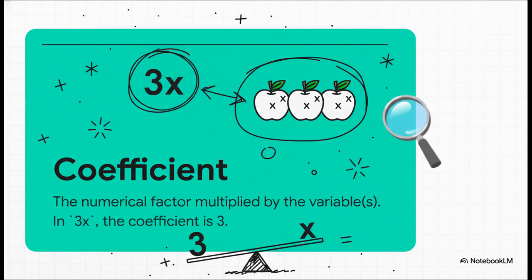Now let's zoom in a little closer on that first term, the 3x. You see that number right out front, the 3? It has a fancy name, the coefficient. All it is, is the number that's being multiplied by the variable. It's basically just telling us how many of that variable we're dealing with. In this case, we have 3 x's.